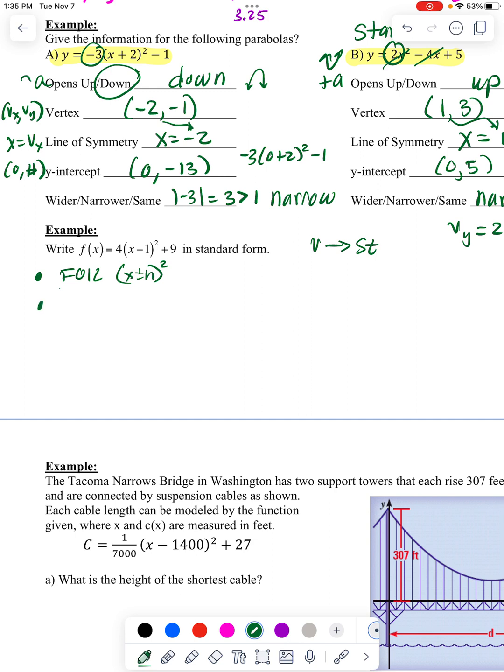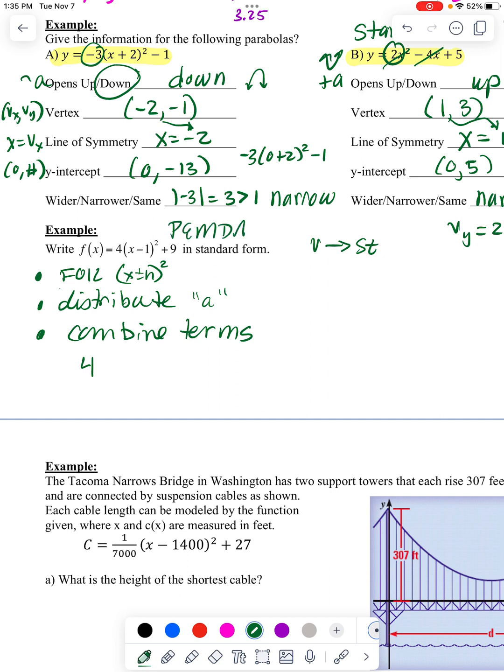and then you're going to distribute whatever your A value is, and then last, you're going to combine any like terms. And you may not end up having to do all these steps, but this one has all three of them, so let's do that. So PEMDAS is real, it always is, and so because of that, we have to do the exponent first. So that's why this part has to be done.